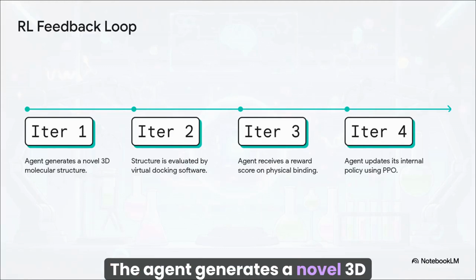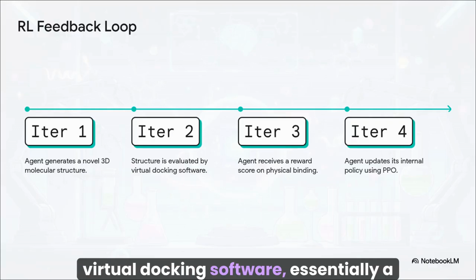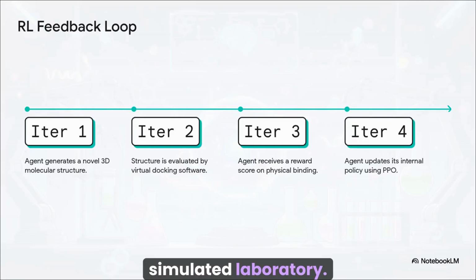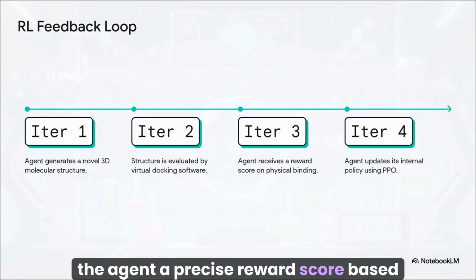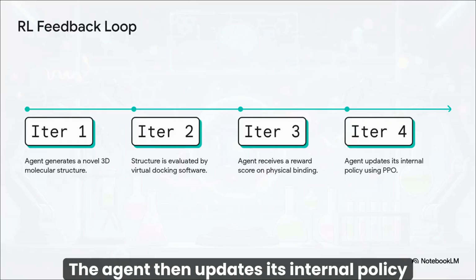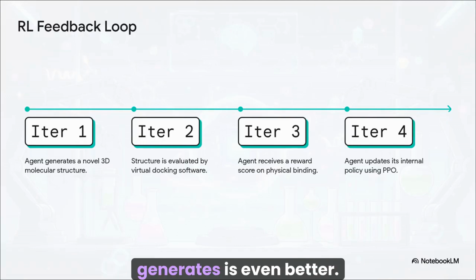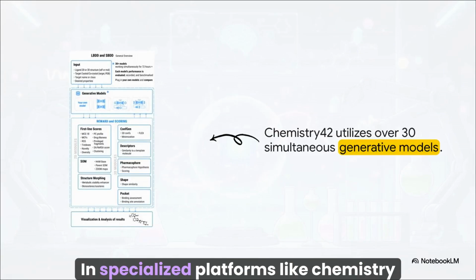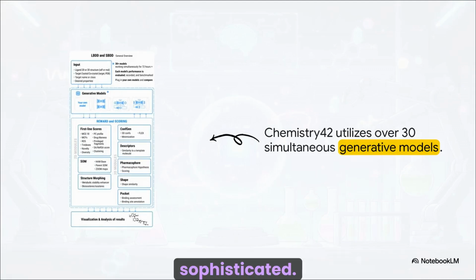The agent generates a novel 3D molecular structure. That structure is then submitted to virtual docking software, essentially a simulated laboratory. This software grades the molecule, giving the agent a precise reward score based on its physical binding properties. The agent then updates its internal policy using optimization algorithms, like PPO, making sure the next molecule it generates is even better. In specialized platforms like Chemistry42, this process gets incredibly sophisticated.